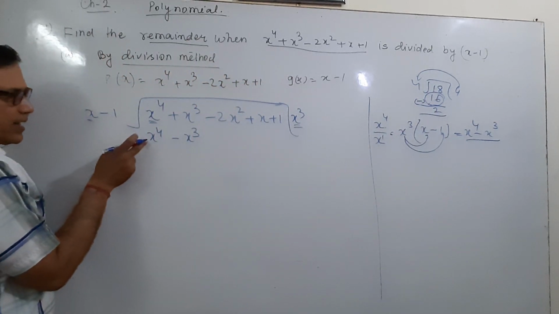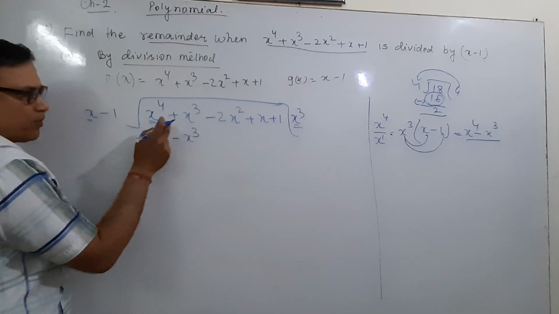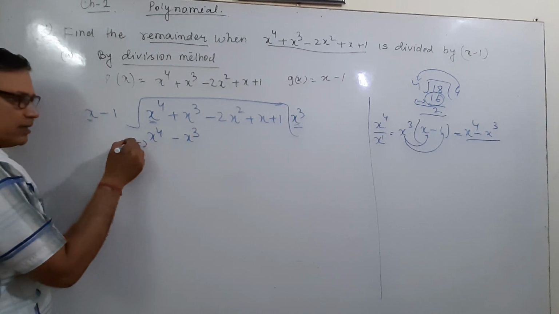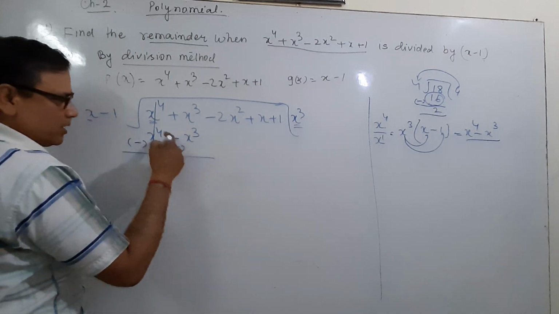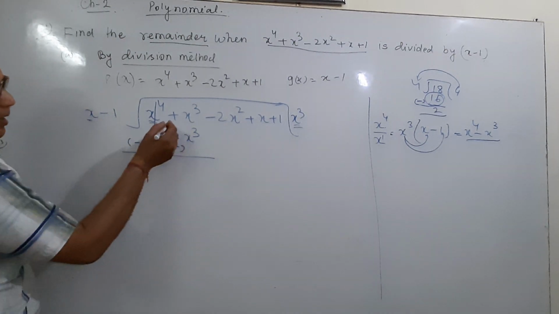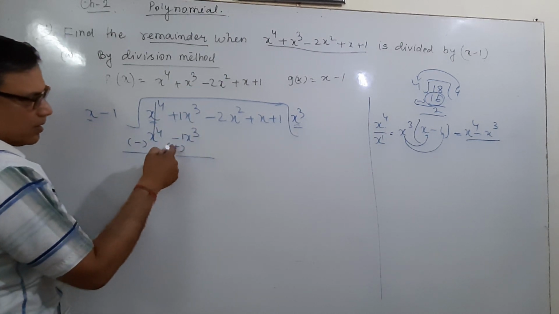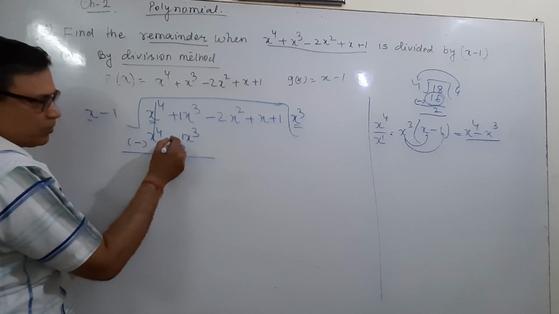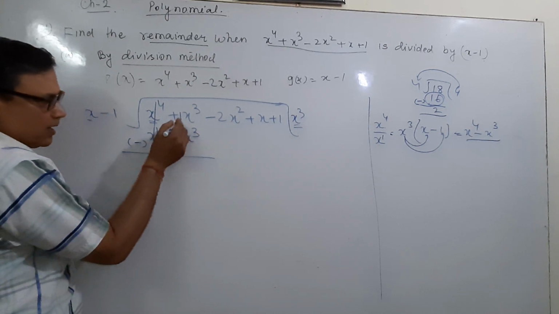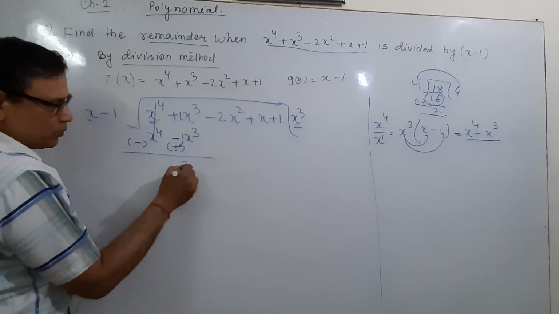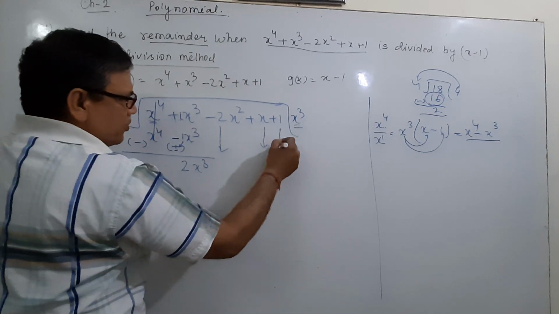Now we subtract x to the power 4 from x to the power 4, and minus x cube from x cube. To subtract, we have to change the sign: it will be minus and it will be plus. Both x to the power 4 terms are the same, so they cancel; you can either cancel or put 0. Here is x cube plus x cube, which gives 2x cube. We have to check only this sign: plus 1 and plus 1 gives 2, so plus 2x cube. Now carry on the same, plus minus 2x square plus x and plus 1.